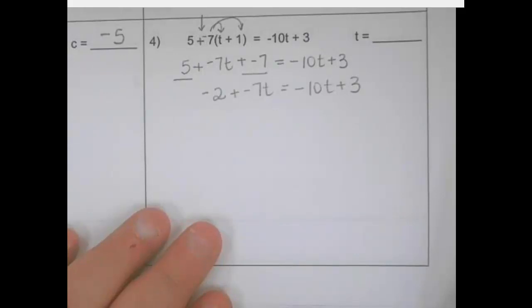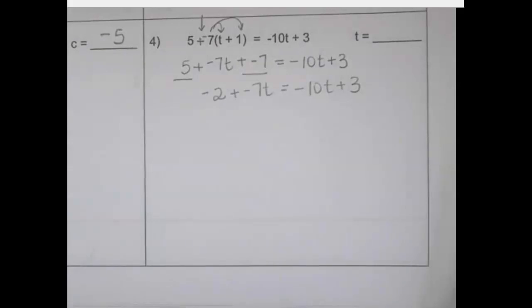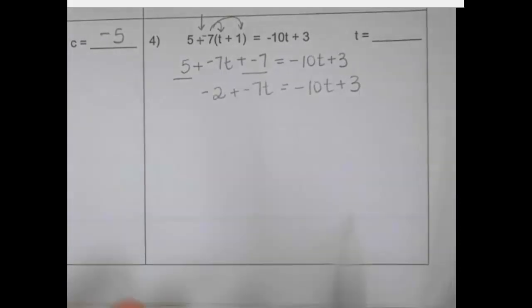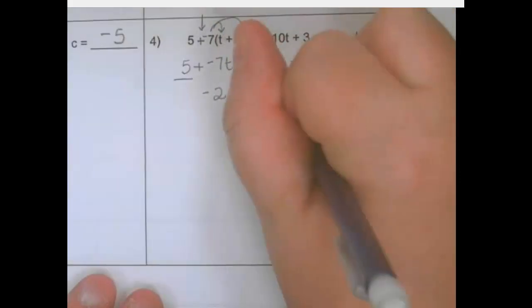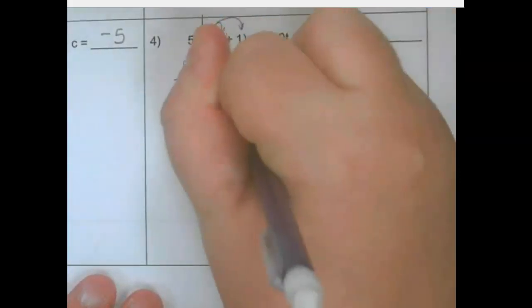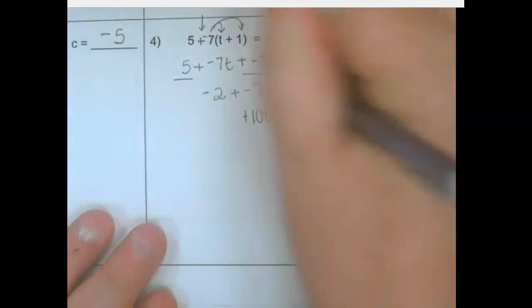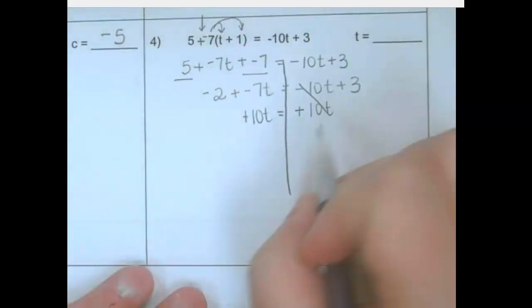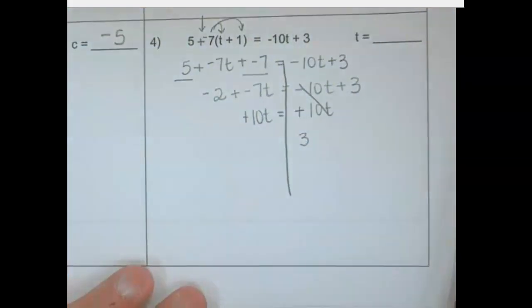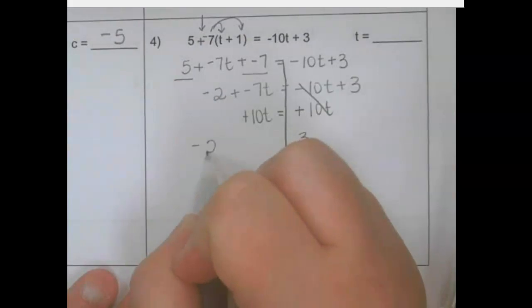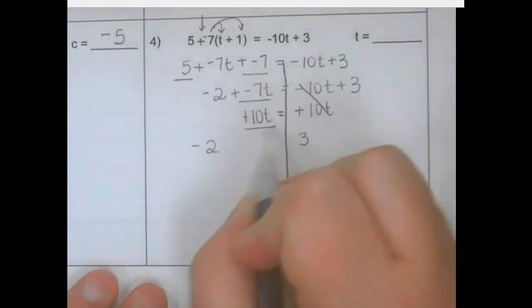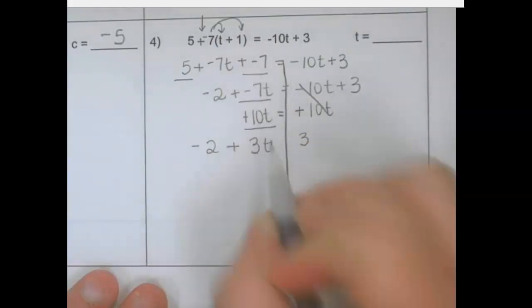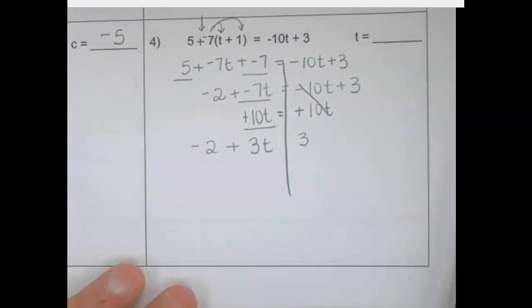I'm going to move the smaller. Which one is smaller, negative 7 or negative 10? Negative 10. Those of you telling me negative 7, negative 7 is not smaller than negative 10. So I'm going to move my negative 10. So I'm going to add 10t to both sides. Cancels on this side, leaving me with just a positive 3. I'm left with negative 2, and a negative 7 plus 10 gives me a 3t, which gets me all the negatives for my coefficient.